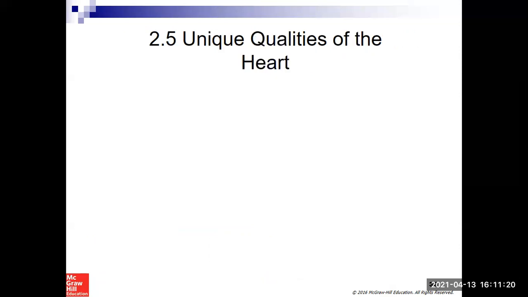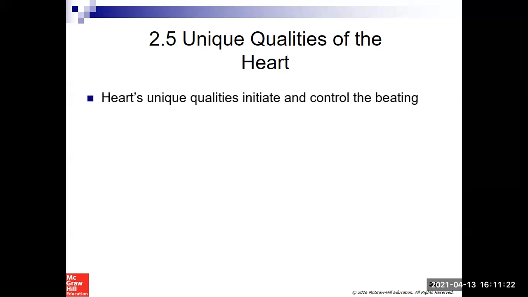All right, unique qualities of the heart. The heart's unique qualities initiate and control the beating. That's just what the heart does. It's unique, just like that. So it is able to initiate and control the beating.